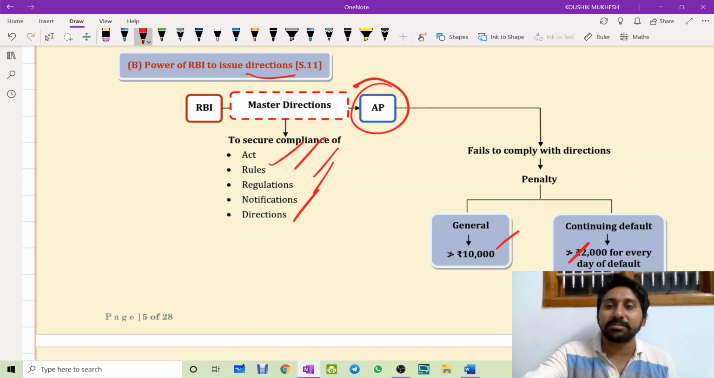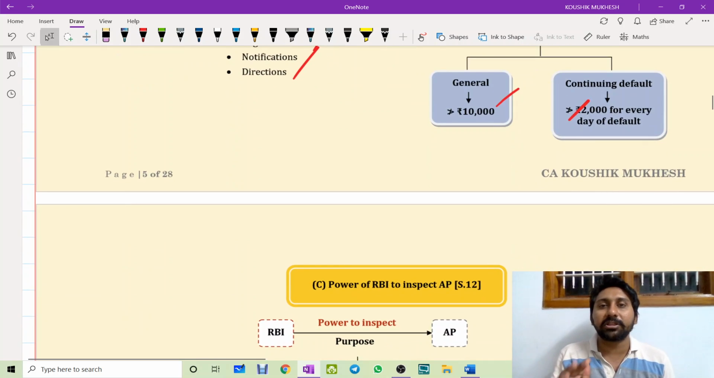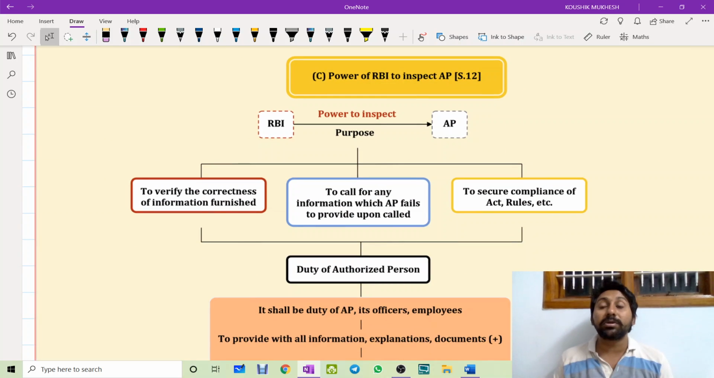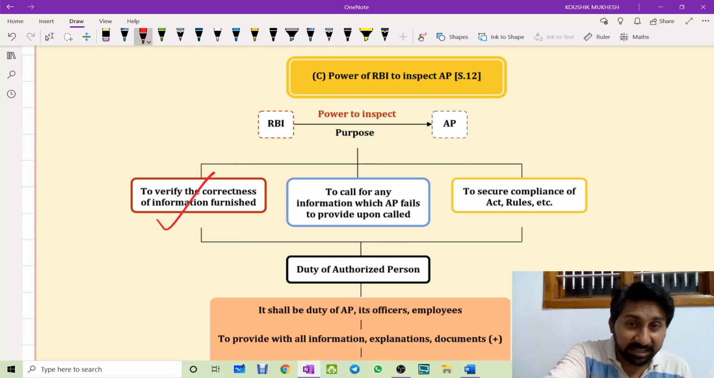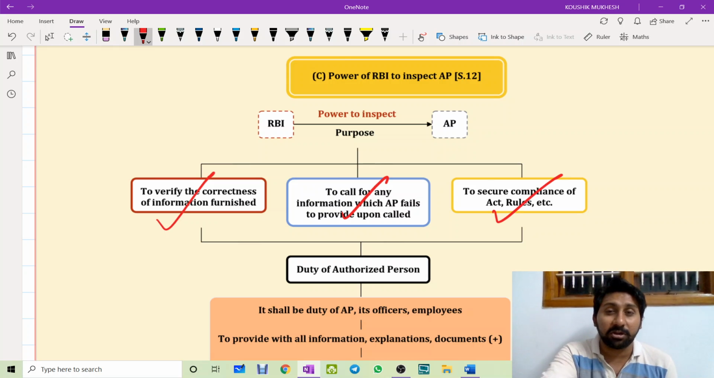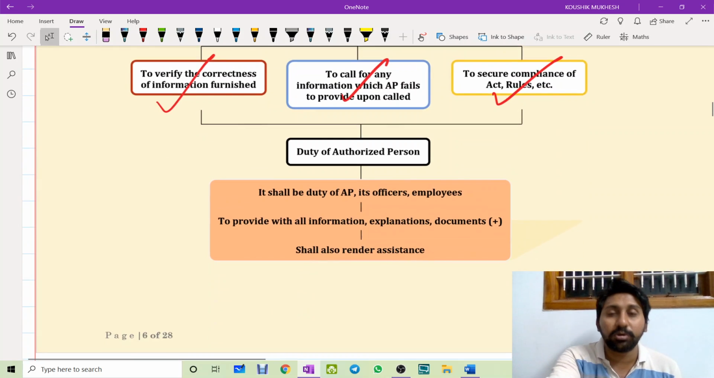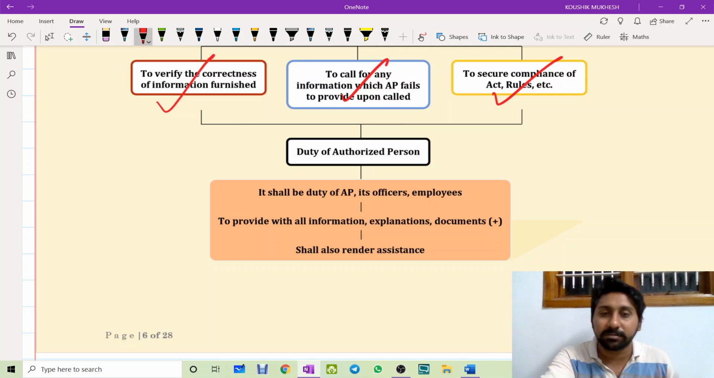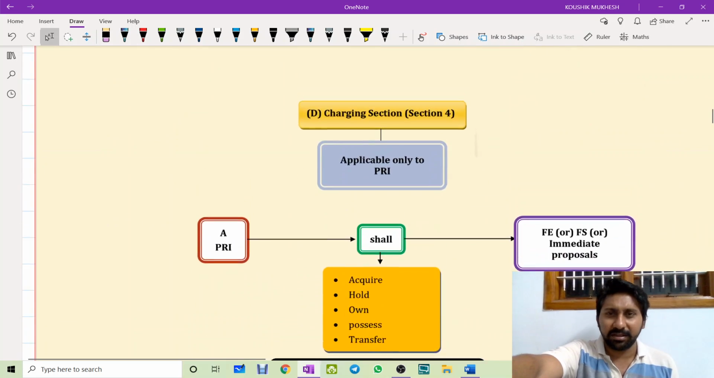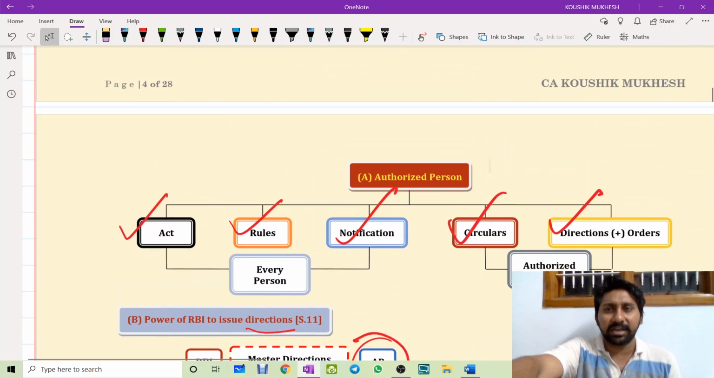If you fail to comply, this will be the consequence of contravention. Nothing to read about these penalties. You have to remember: if RBI doubts that a person is sending returns to me which are incorrect, to verify the correctness, to call for information, to check whether he is properly complying with the act or not, RBI will appoint officers and make an inspection. And the duty of the authorized person is to provide information, explanation, and also render assistance. This is a generalized concept. Just have a reading. So this is what I want to convey about authorized persons.